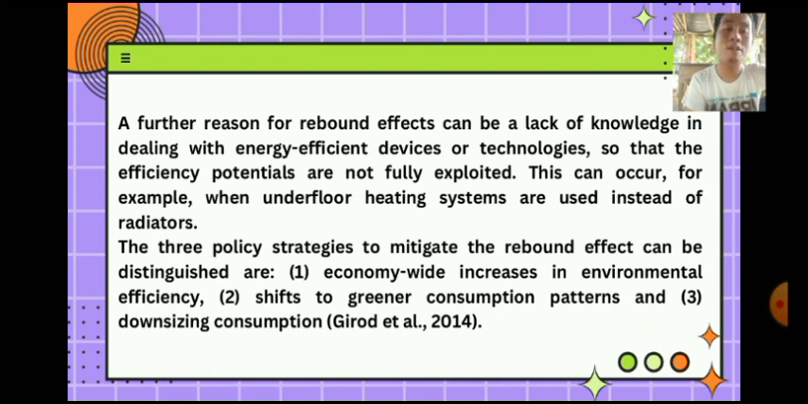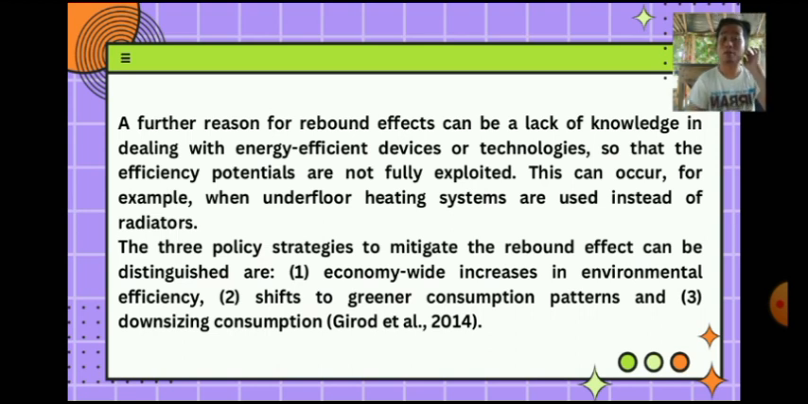So a further reason for rebound effects can be a lack of knowledge in dealing with energy efficient devices or technologies, so that the efficiency potentials are not fully exploited. This can occur, for example, when underfloor heating systems are used instead of radiators. So you mostly see these rebound effects occur because people were not educated, or they are somewhat ignorant of the concept. They think it is right, but it is not.